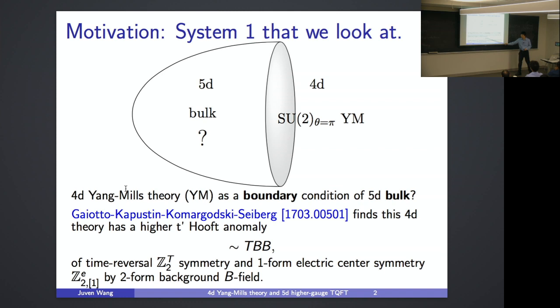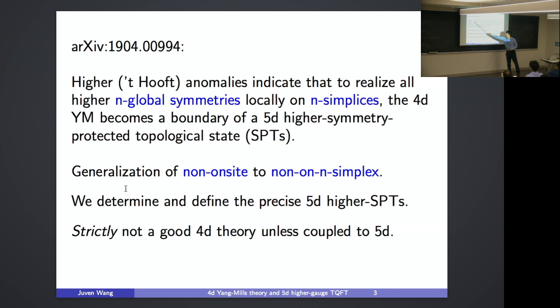So what we want to do today is that the higher anomalies, the 't Hooft anomalies of a global symmetry, indicate that to realize all higher n-form global symmetry locally on n-dimensional space, the 4D Yang-Mills actually is required to become a boundary of a five-dimensional higher-symmetry topological space. You know, it's higher SPTs.